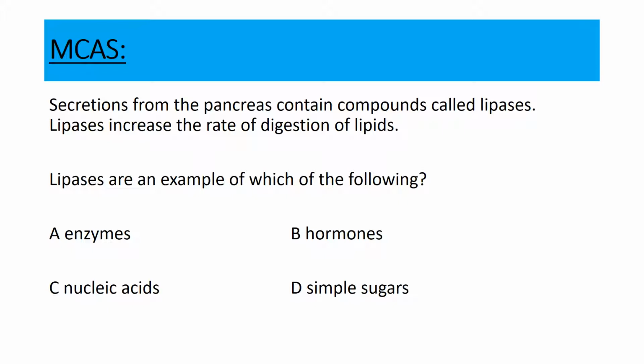Secretions from the pancreas contain compounds called lipases. Lipases increase the rate of digestion of lipids. Lipases are an example of which of the following? A, enzymes. B, hormones. C, nucleic acids. Or D, simple sugars. Lipases are an example of an enzyme because they increase the rate of a chemical reaction. And they also end with ase. That's also a hint.